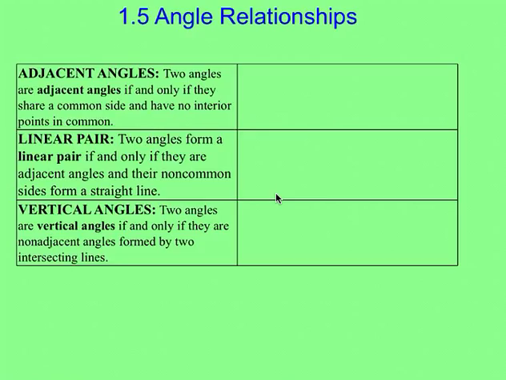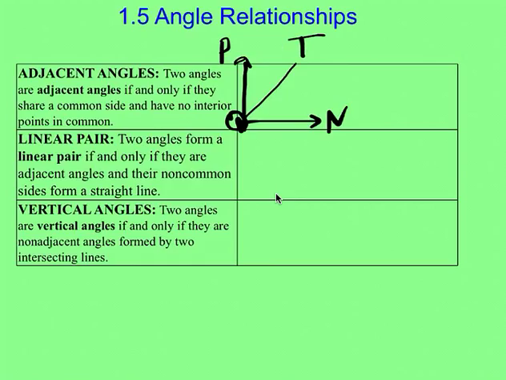Adjacent angles are two angles that are adjacent if and only if they have a common side and no interior points in common. So let's just draw something that would look like that. I'm just going to make it a right angle for fun, and we're going to call this P, Q, and N, and then we're going to have this shooting up, and it's going to be T.